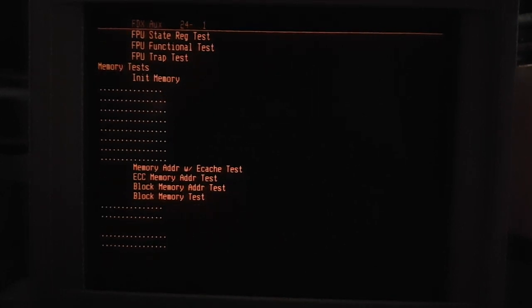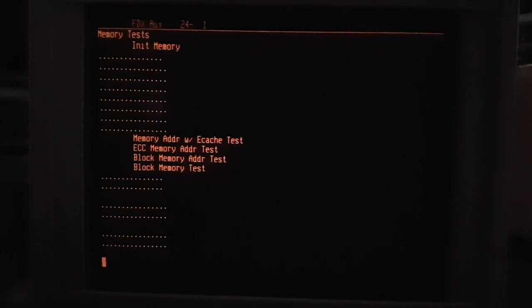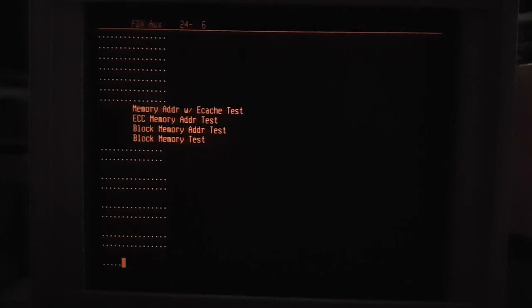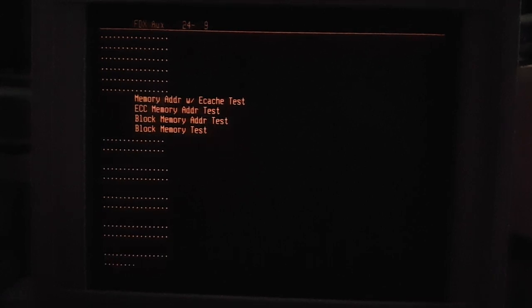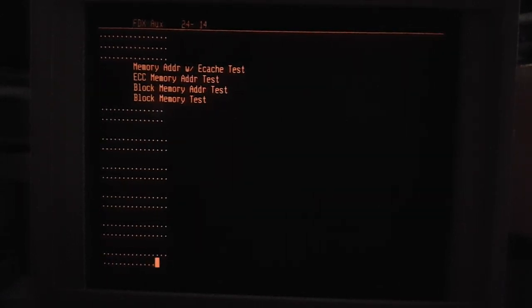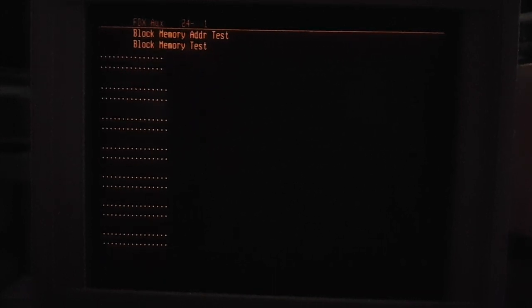Old SPARC. That's what this is. Old SPARC you can put in Gen 2 Linux. You can also put in NetBSD. That's about it.